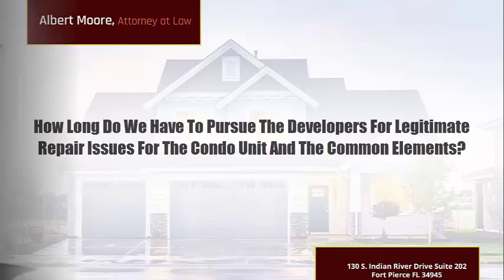Unit owners are bound, like any other litigant would be, by the statute of limitations. And because the declaration that's in place is part real estate related and also part contractually related, the statute of limitations typically for a written contract would be 5 years. Now, the issue is when does the defect become known to the unit owner?